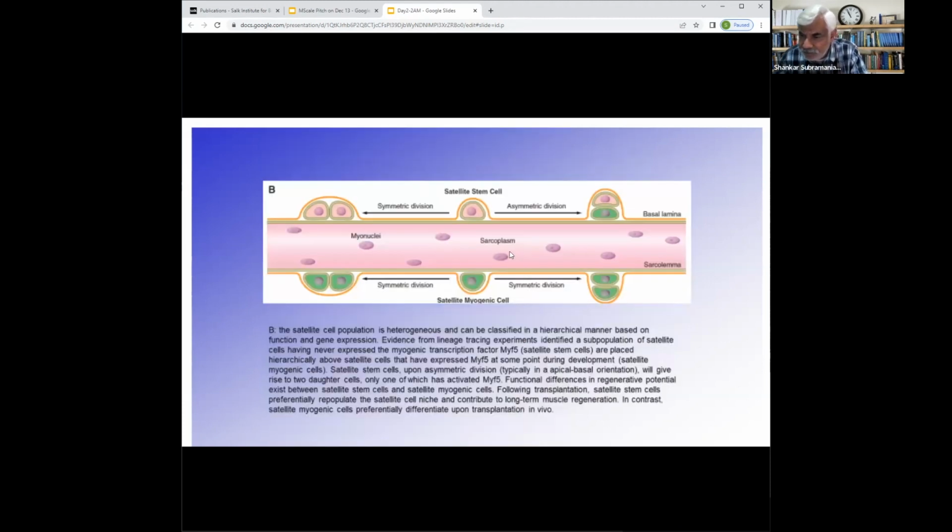So if I look at the satellite stem cell, which I just showed you, it has symmetric division and asymmetric division. When we do the symmetric division, it goes into the myonuclei.